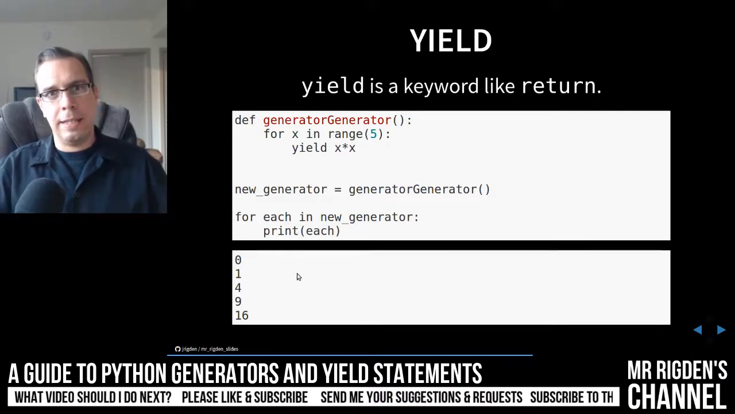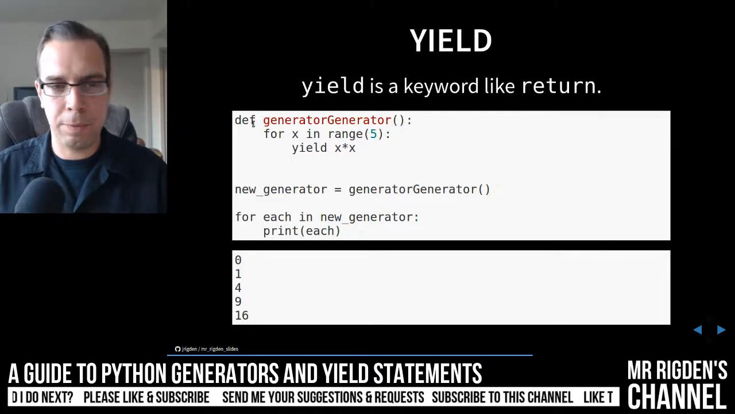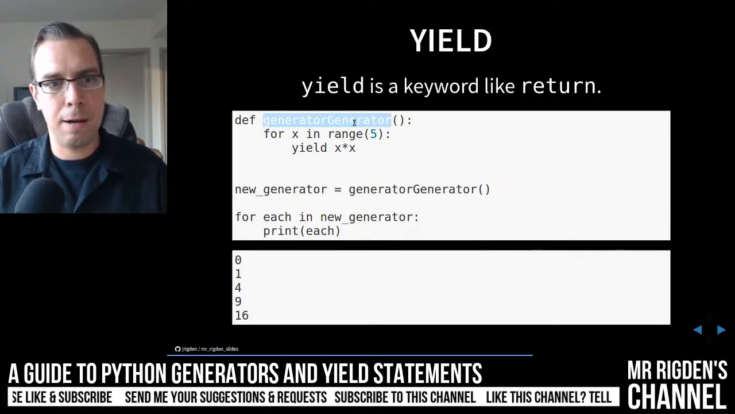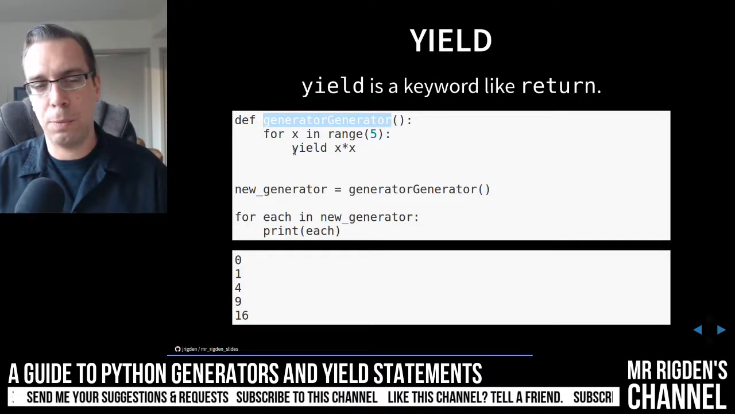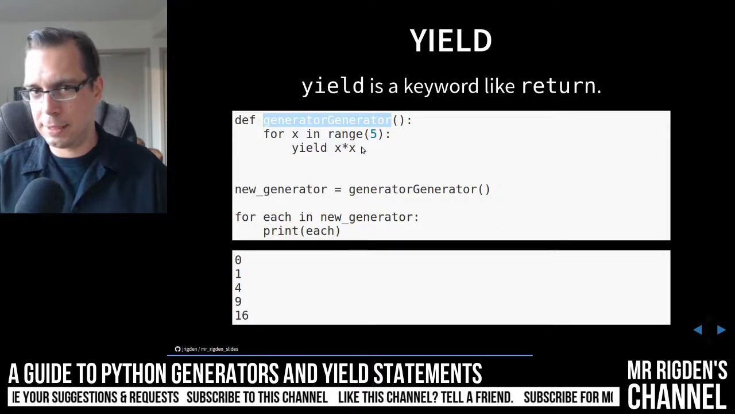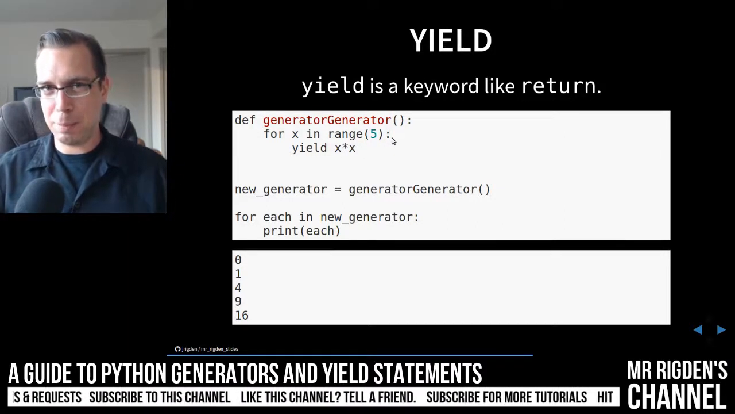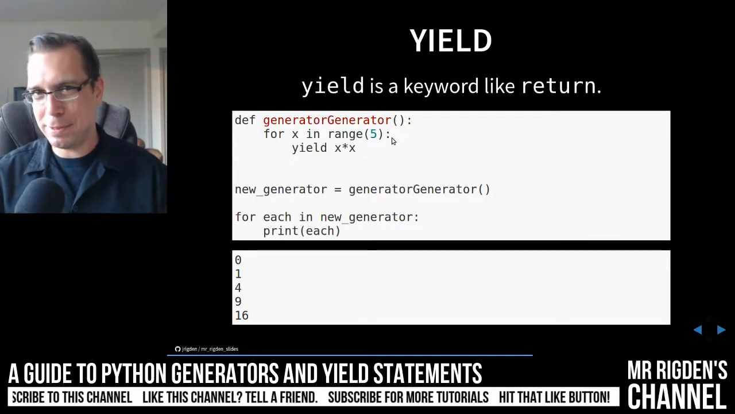Yield is a keyword. It's like return, all right? So here we go. We're going to stick with that squaring thing. So we're defining a generator, and for x in range 5, we're going to yield x times x, all right? Hopefully you're with me. If you're not with me, complain in the comments. Tell me I should slow down or give me some suggestions.